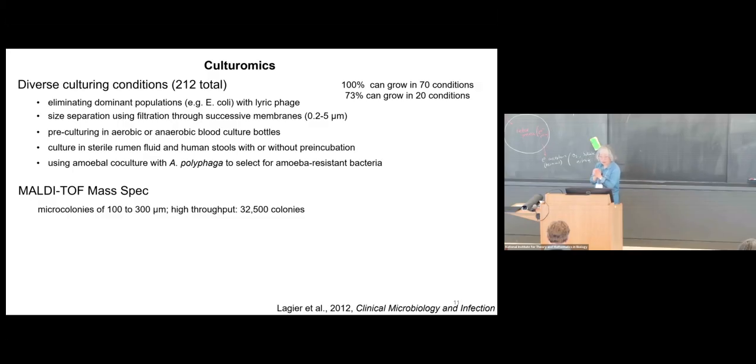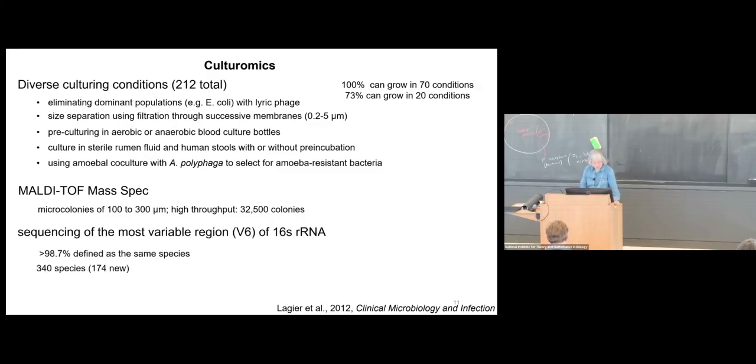Then they did the MALDI-TOF mass spec on colonies of 100 to 300 microns. You cannot see those by the naked eye, right? You have to use a magnifying glass to see that. And it's high throughput. They can do 32,000 colonies.